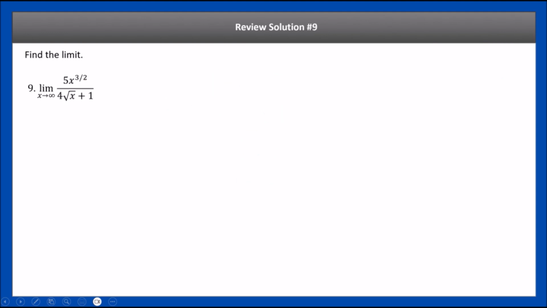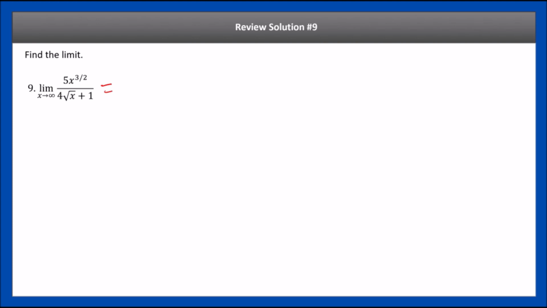All right, so notice that the degree of the numerator is larger than the degree of the denominator. So we should expect that the limit is going to go to infinity or negative infinity, whatever. It's not going to exist because this is 3 halves. The degree for that is 1 half, because remember, square root of x is the same thing as x to the 1 half power. So yeah, 3 halves is bigger than 1 half. So we should get does not exist here.